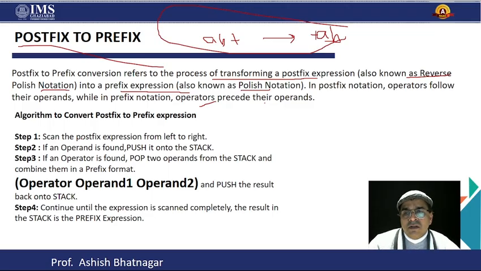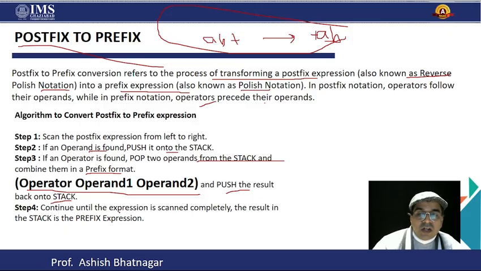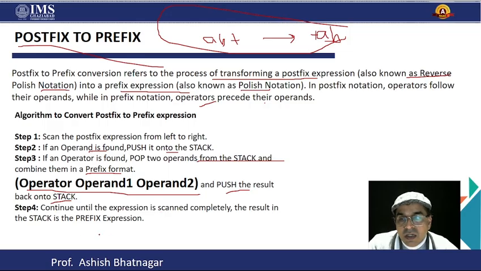The steps: first scan the postfix expression from left to right. If an operand is found, push it onto the stack. If an operator is found, pop two operands from the stack and combine them in prefix format, like that given in bold: operator, operand 1, operand 2. Here the operator represents a postfix operator, and the two operands can be of any type. Push the result back onto the stack. Continue this process until we have scanned the expression completely, and finally we will find the result in the prefix expression.